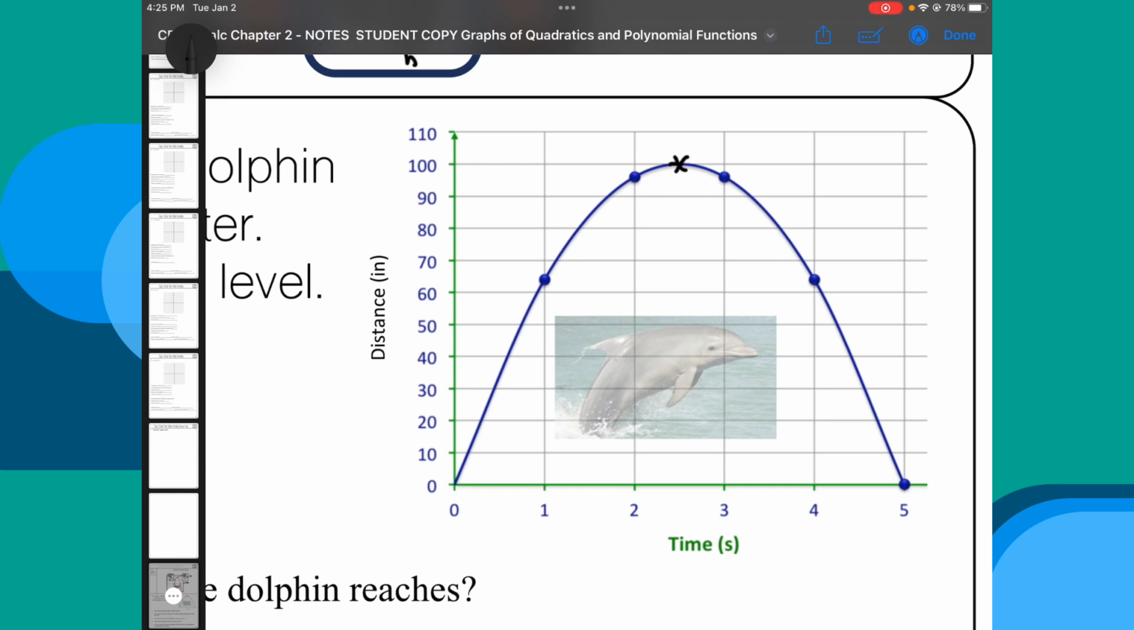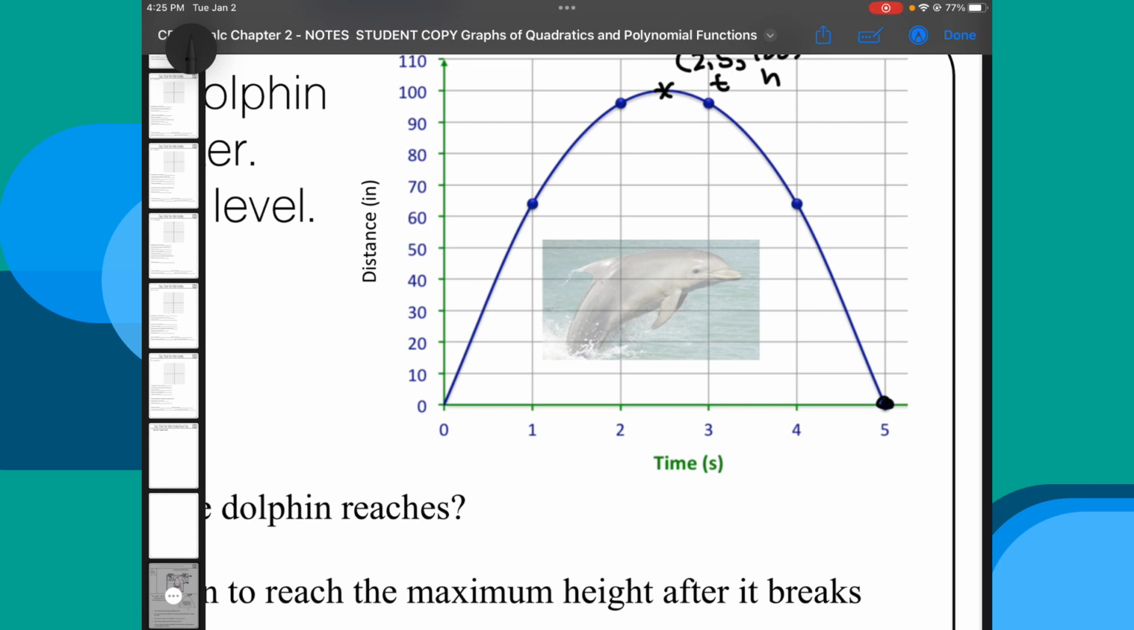So the answer to question number 1, what is the max height? The max height would be 100 inches. Question 2 asks, how long will it take the dolphin to reach the max height? So this is the point (2.5, 100). The time that it takes, your t value, is 2.5, and then your h is 100. How long does it take for the dolphin to re-enter the water? Right here is where it's re-entering the water. So 5 seconds. When will the dolphin reach 65 feet above sea level? Right here and right here. So we would say at 1 second and also at 4 seconds.